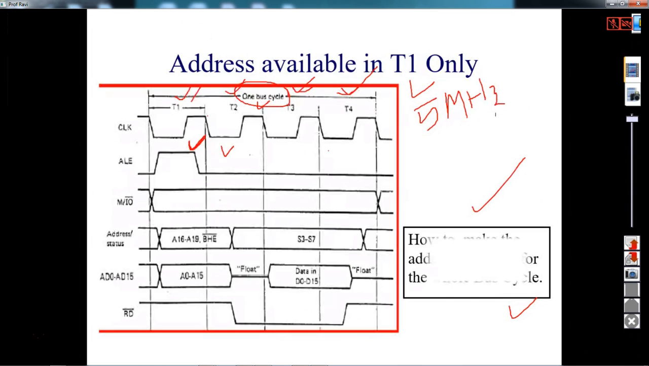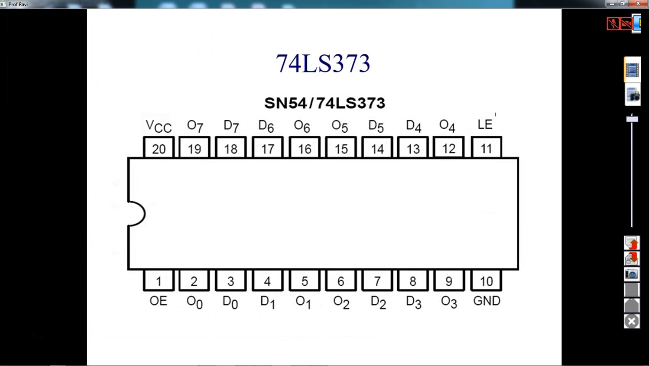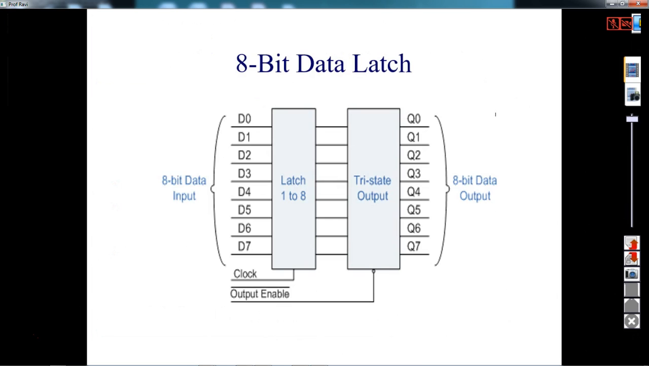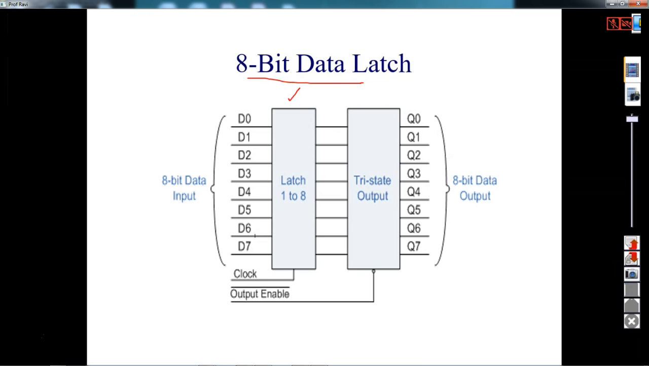So we need D latches. For one line, for example AD0, demultiplexing means you need one D flip-flop. So similarly you need 8 D flip-flops. This 8-bit D latch is available in the form of an IC, and this IC is 74LS373. All these things you will see in your lab on your kit. 74LS373 is an octal latch, like an 8-bit data latch.